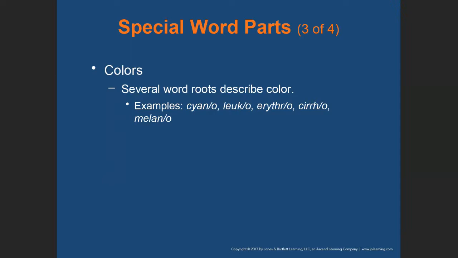Colors. So let's look at some examples of colors. Cyano, cyanosis. So cyano is blue. Leuco, leukocytes, white blood cells. So leuco is white. Erythro, erythrocytes. Erythro is red. Red blood cells, erythrocytes. Xantho is orange or yellow. Melano is black.